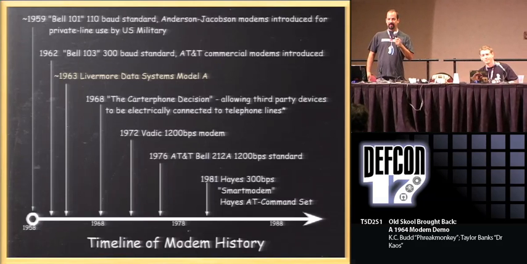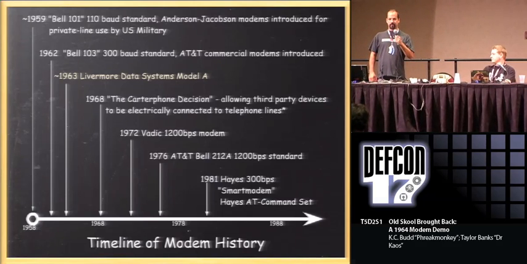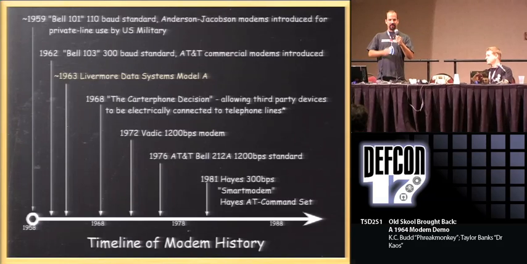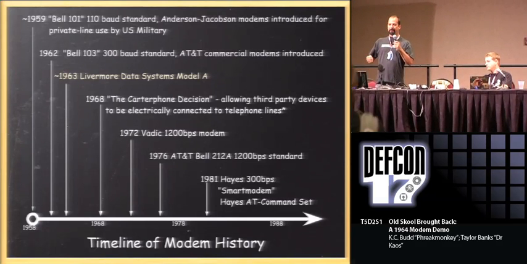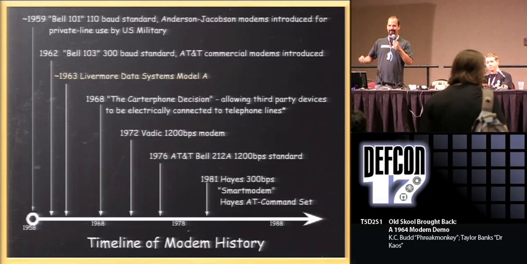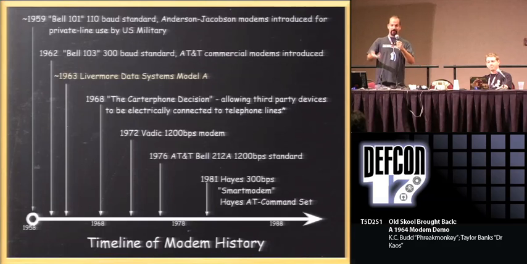1962 to 1976, all modems were 300 baud. That's probably the longest span that there were no bandwidth improvements in telecommunications since the beginning, which was 1962.